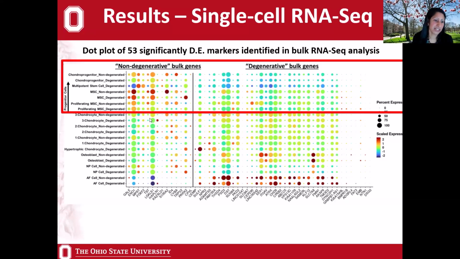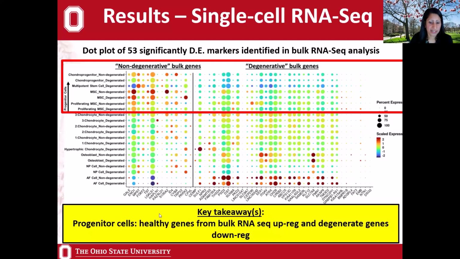But what I want to point you to is this group here. These are all our progenitor stem cells. What you'll notice is that all these progenitor stem cells express to a higher level all these healthy genes. However, they express less of the degenerate genes. So the broad takeaway is that these progenitor cells express healthy genes that are upregulated in our bulk RNA-seq, but these are downregulated in our degenerate group.